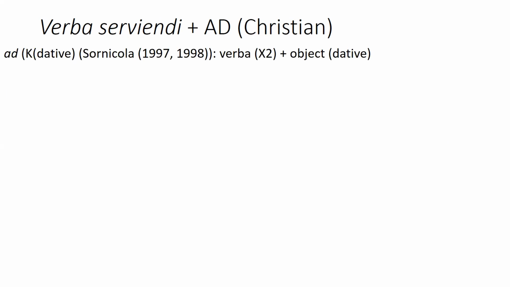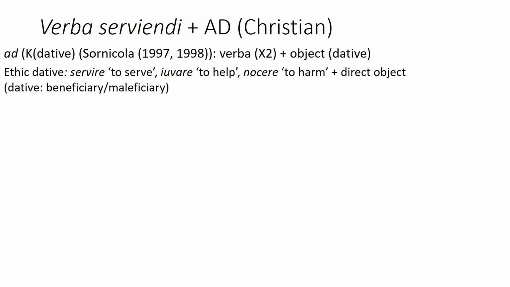Right, now verbs of serving, a big jump here, but in the Christian era we see some interesting examples which seem to anticipate DOM. As Rosanna has pointed out, there are actually numerous verbs in Latin which select a dative which is not the indirect object, but actually the direct object, because these verbs are two-place verbs, and these verbs select the ethical dative. For example, servire, iuvare, nocere, etc.